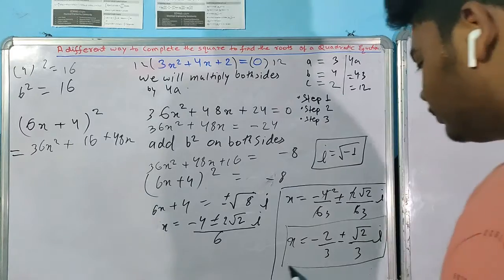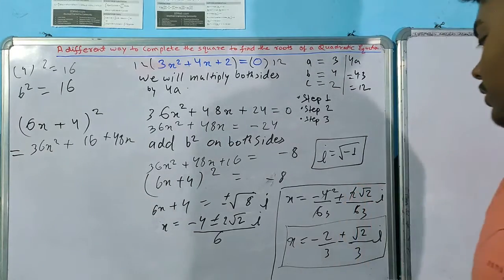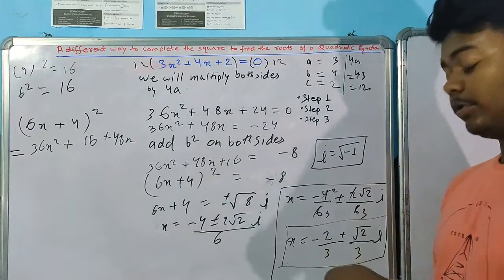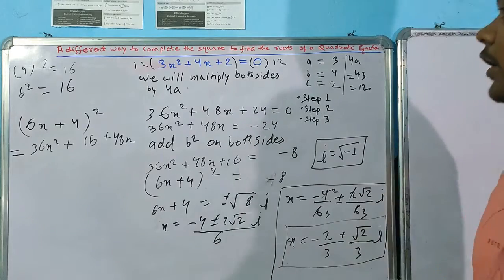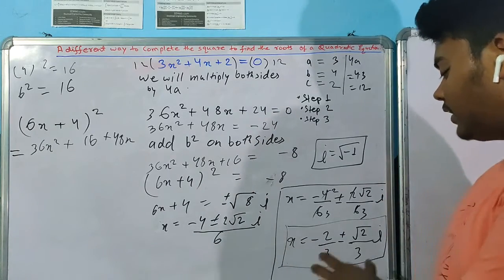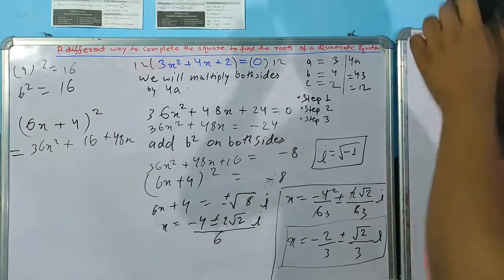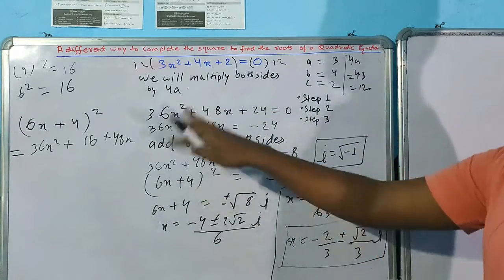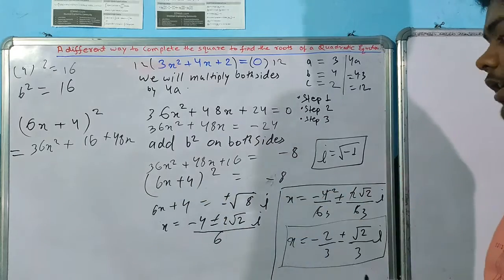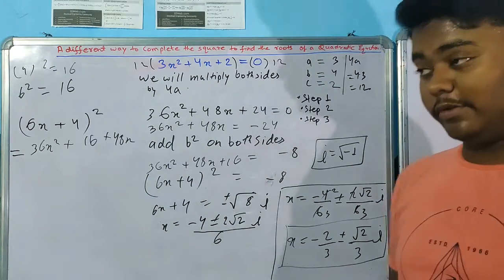You can solve further to get the exact roots, but I'm going to just leave it here, right? So these are the roots by a different completing the square method, a different way to complete the square and find the roots of a quadratic equation.